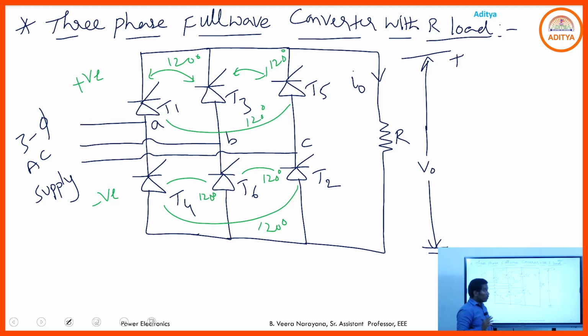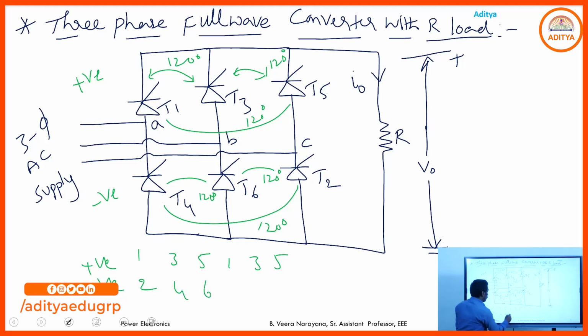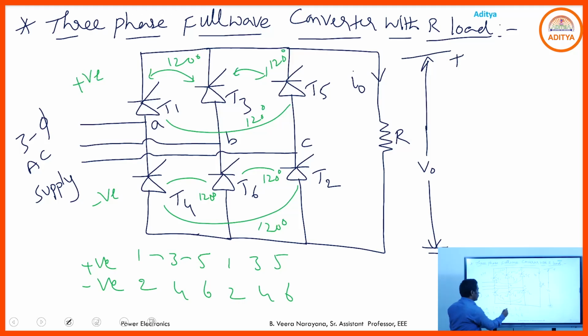The phase difference between two consecutive positive group SCRs is 120 degrees. The phase difference between two consecutive negative group SCRs, negative group meaning the even numbered SCRs 2, 4, 6, is also 120 degrees. After 6, again 2, 4, 6. That is the cycle. Positive group means 1, 3, 5, again 1, 3, 5. Negative group means 2, 4, 6, 2, 4, 6. Between 2 and 4, 4 and 6, 6 and 2, it is 120 degrees.